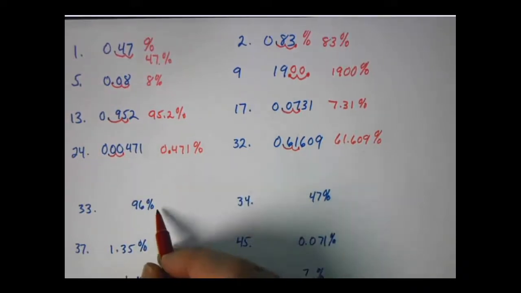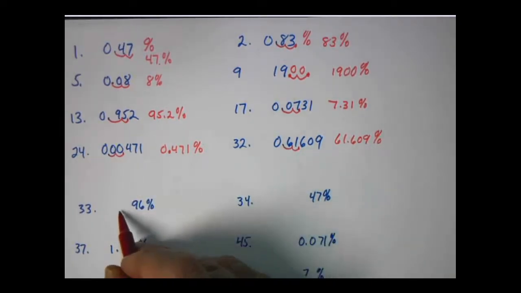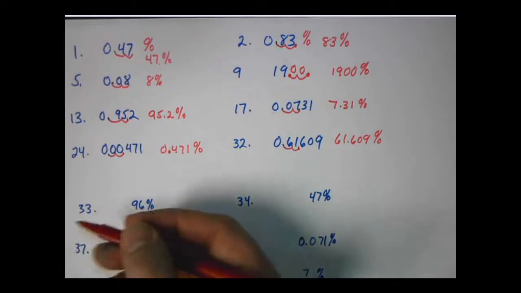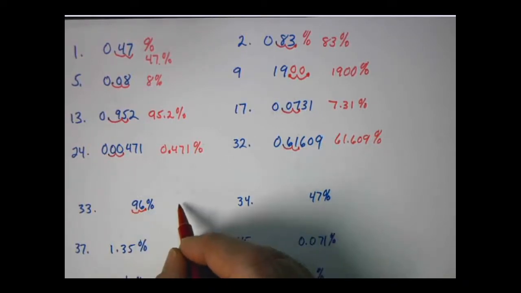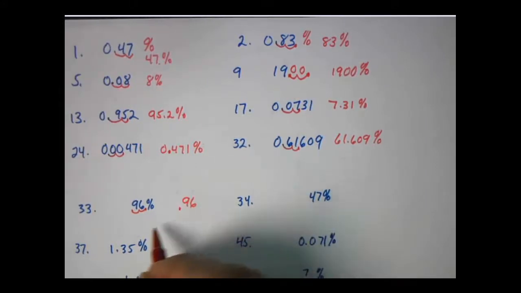So if we moved it 2 spots to the right to change a decimal to a percent, to change it back from a percent to a decimal, we move 2 spots to the left. So the decimal is assumed at the end. We're going to move it 1, 2, and we drop the percent. So this becomes 0.96, because the decimal was at the end. It wasn't written, it was assumed back there. So we put it back in order to move it.